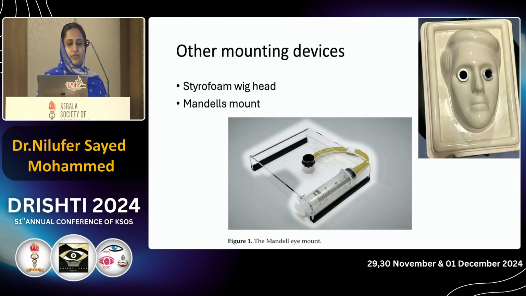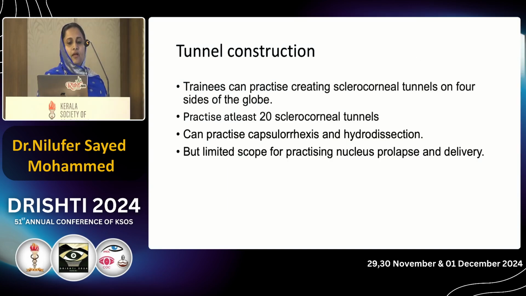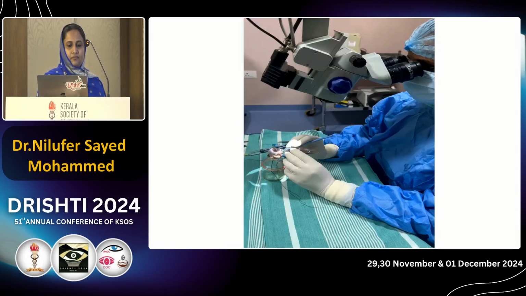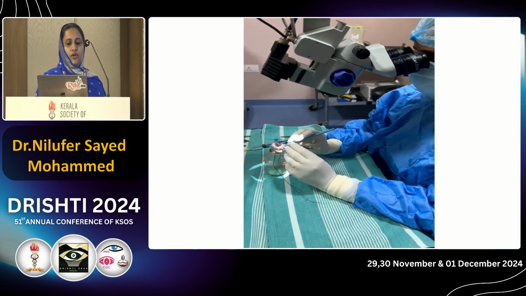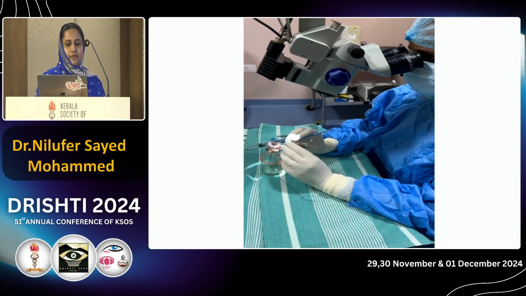Other commercial mounting devices are available: Mandel's mount and styrofoam wig head. The trainee can start practicing creating sclerocorneal tunnels on 4 sides of the globe. At least 20 tunnels should be made on goat's eye. You can practice capsulorhexis and hydrodissection to a certain extent, but there is limited scope for practicing nucleus prolapse and delivery. Here our trainee is practicing tunneling on goat's eye in our wet lab.